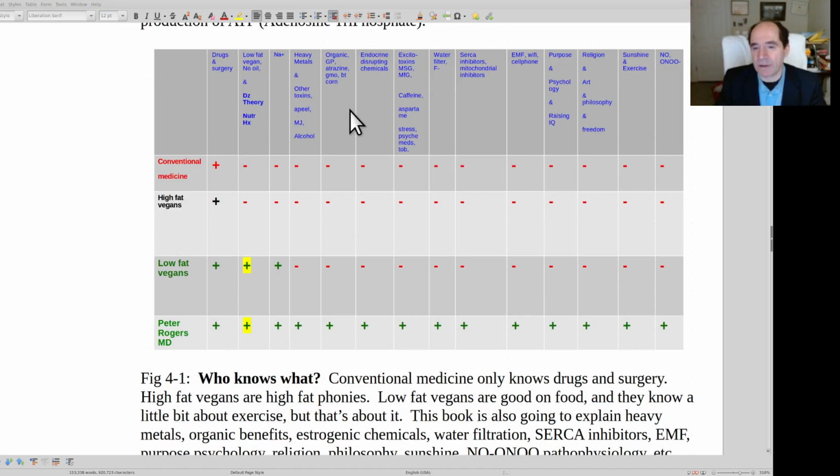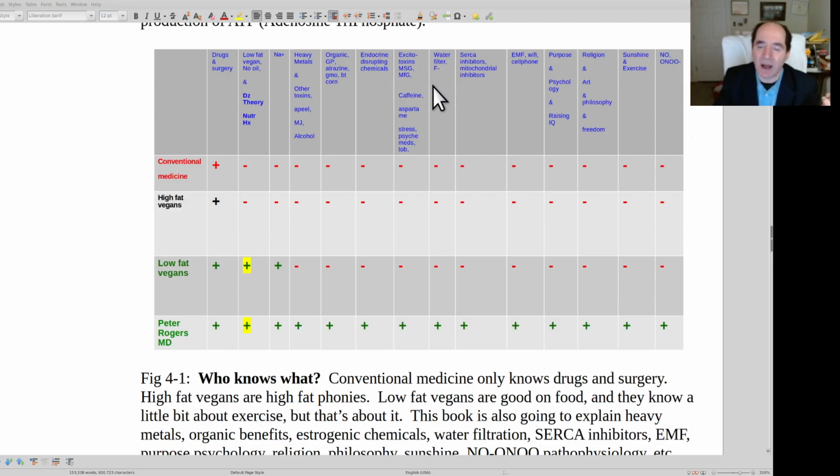That's another thing too. I'm sort of bragging here because I want to make the point: wow, there's a lot more useful information here than what you get elsewhere. Okay, this is not one trick pony BS. All right. If you go into the medical books, you won't see anything about mitochondrial inhibitors, SERCA inhibitors. All right. You'll almost never see anything about EMF, Wi-Fi, cell phone.